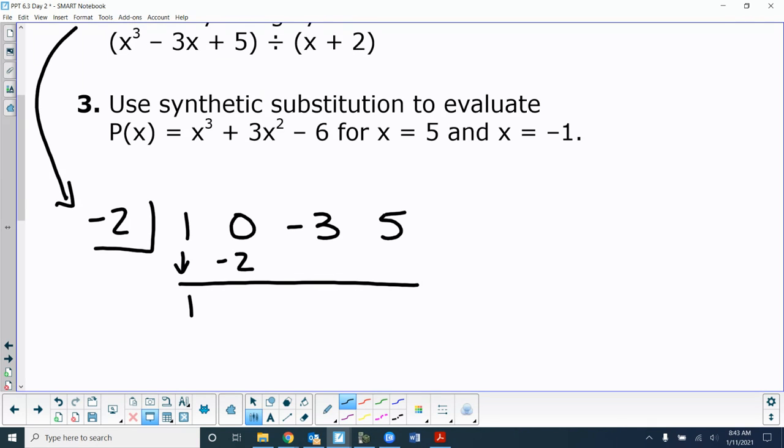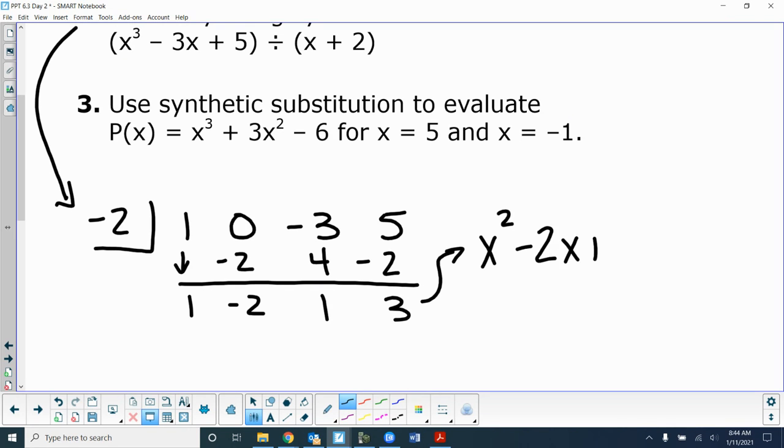-2 times 1, you add those. Multiply those, add these. Multiply these, and then add. That's my remainder, okay? So my answer then is x to the what? Second. 1 less than the original. Minus 2x plus 1, and my remainder is a +3, so I put +3 over x plus 2. Okay? So that's the quick shorthand way of long division. We call it synthetic division.